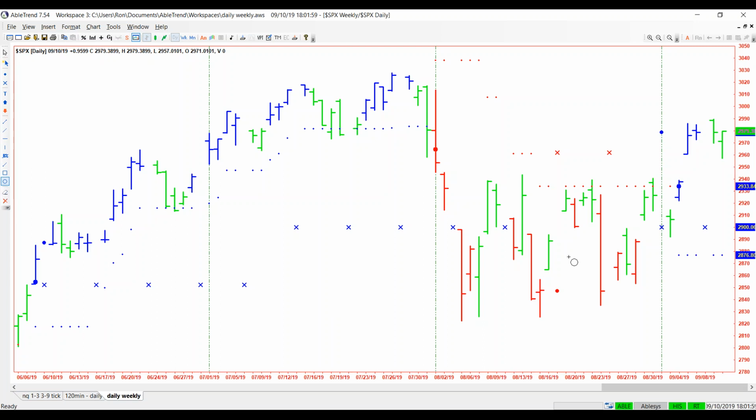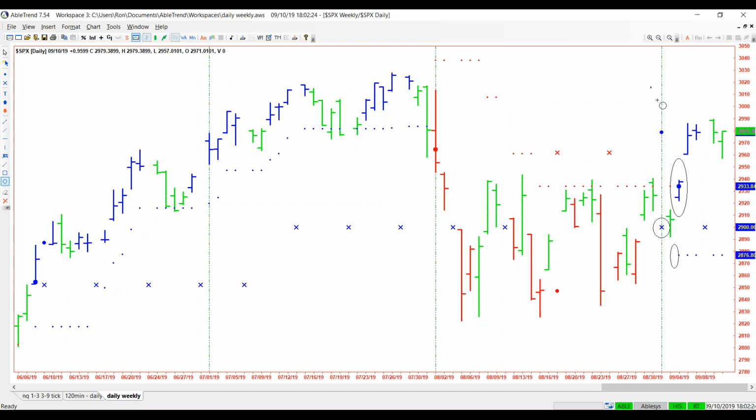I don't care if this is a gold chart or an S&P chart, or a 1 minute, 2 minute, 3 minute Euro chart. It doesn't matter. This is what you want to see on your chart: first blue bar, small blue dot, and a blue X. You have 3 time frames all in agreement. They're all lined up perfectly.